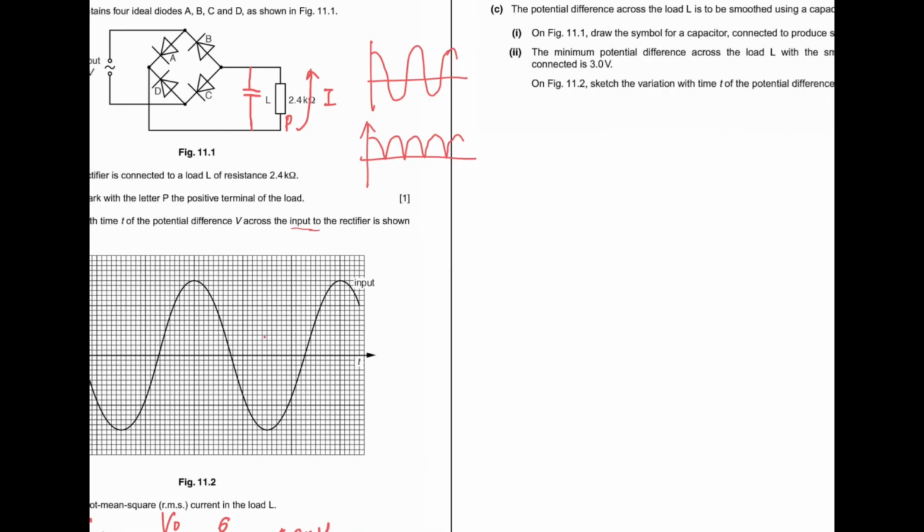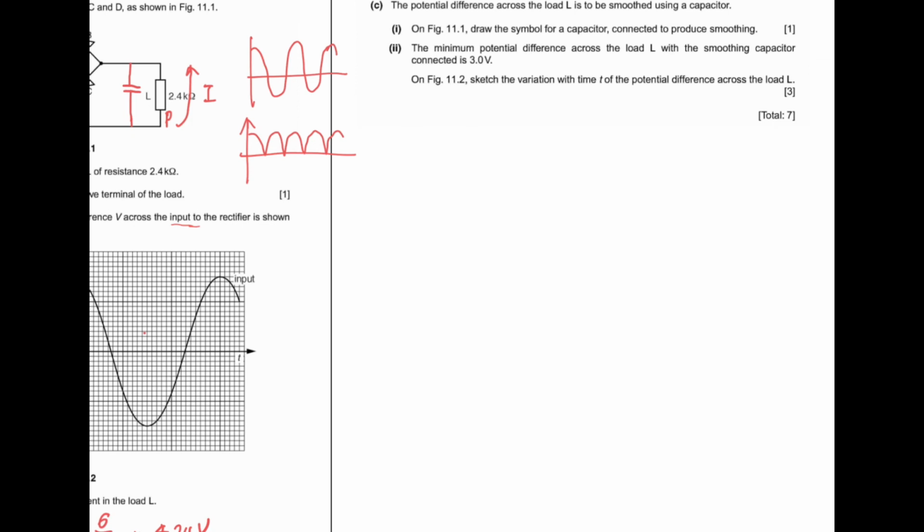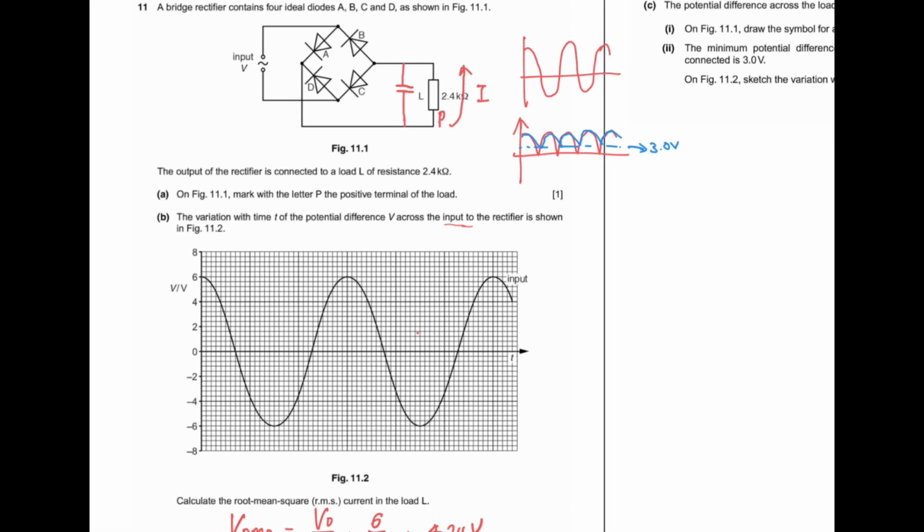Like what they said, the smoothing capacitor will make the minimum potential difference 3.0 volt. That means, let's say you draw a 3 volt line here. Then it goes down until 3 volt, then charges, goes down until 3 volt, charges, and so on. Until 3 volt, it can't go lower anymore. Until 3 volt, then it has to recharge. Okay, so let's put it here.